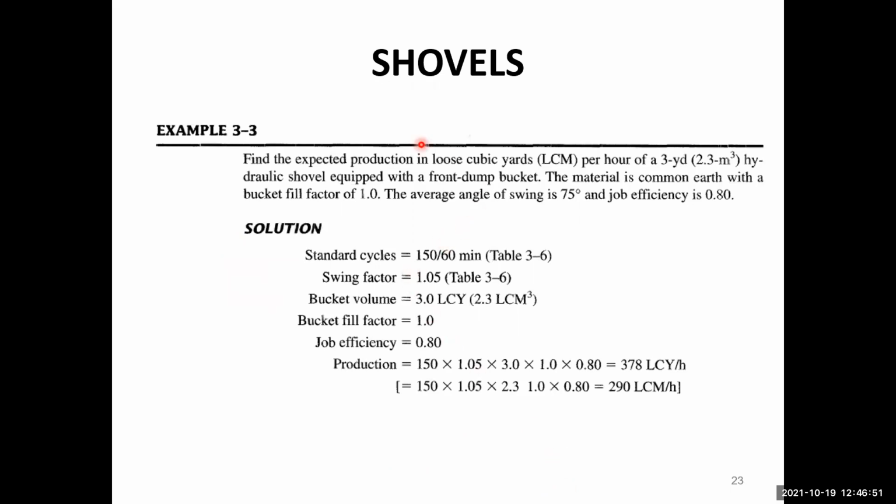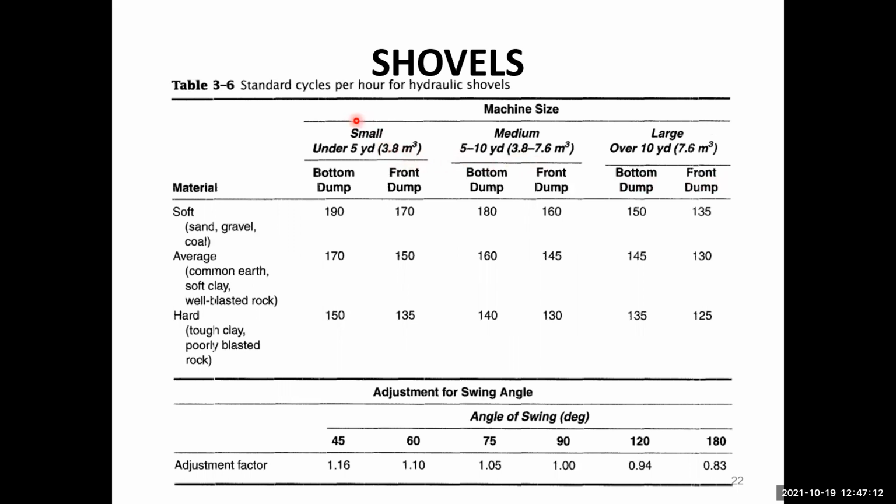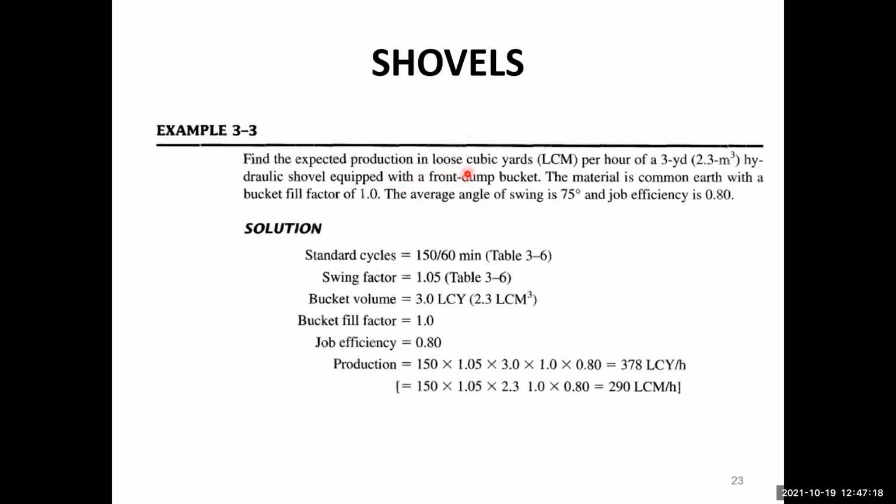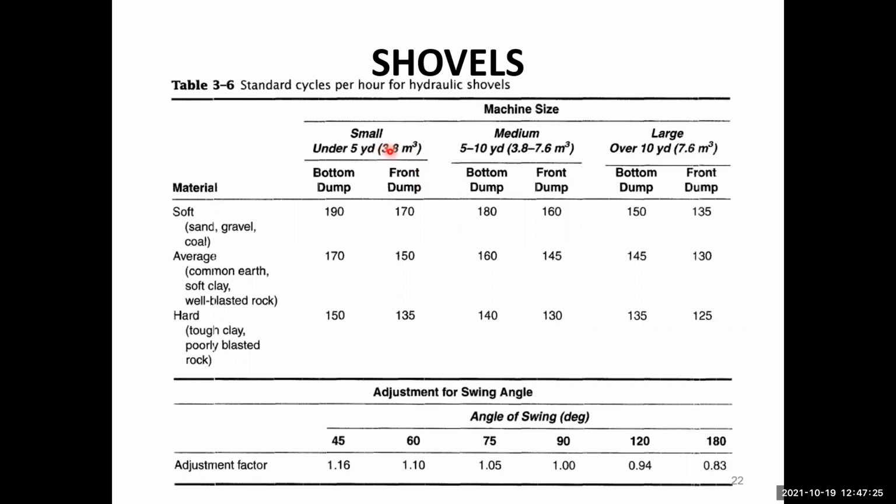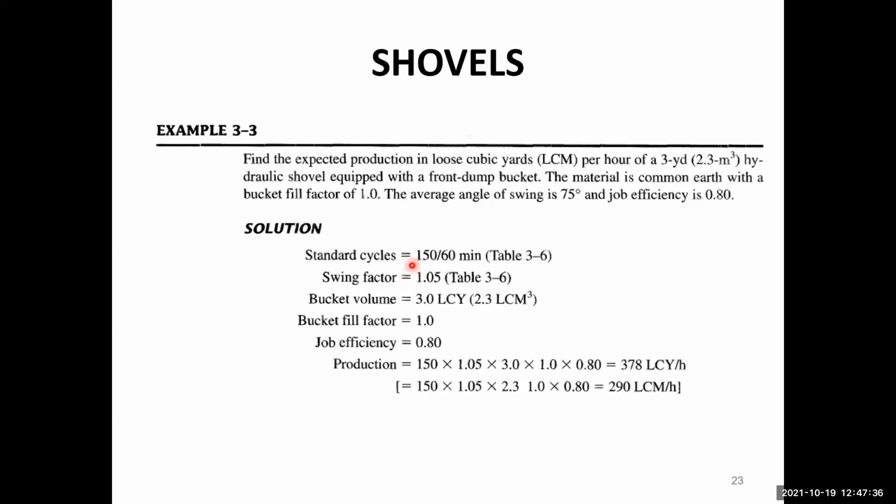As an example, we have, in this case, a 2.3 cubic meter hydraulic shovel, and the type of material is common earth. 2.3 is small, and whether it is a bottom dump or front dump, that we need to see. Yeah, it is a front dump. So front dump, 2.3 cubic meter small shovel, in common earth, the number of cycles will be 150 cycles per hour, or 150 cycles per 60 minutes.